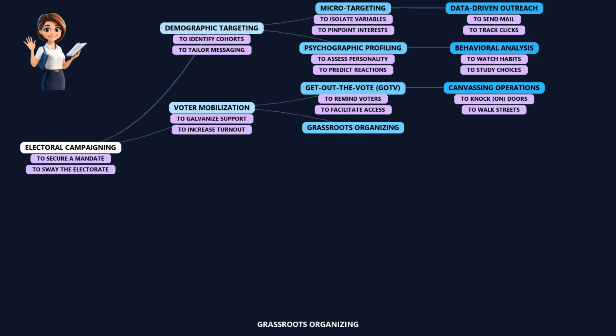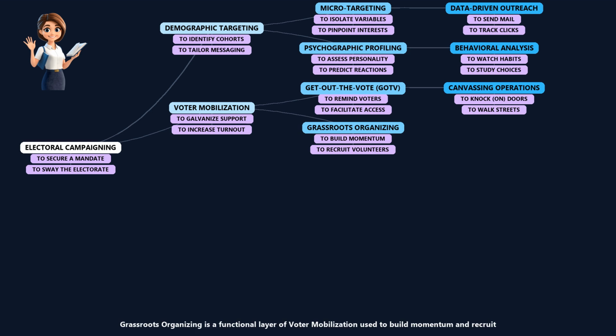Grassroots organizing. Grassroots organizing is a functional layer of voter mobilization used to build momentum and recruit volunteers from the local area. In short, this is starting a movement with people, not just with money.